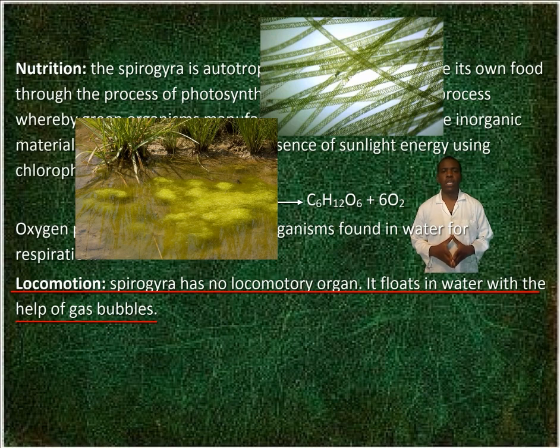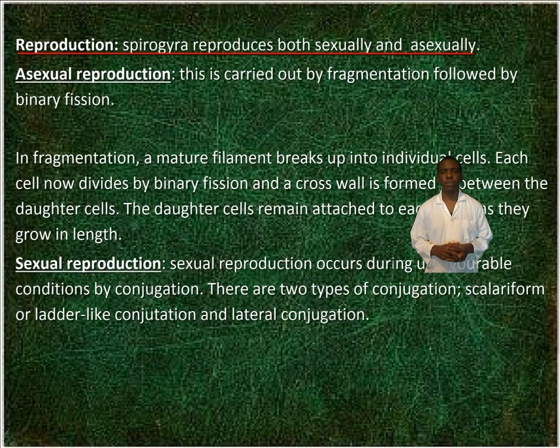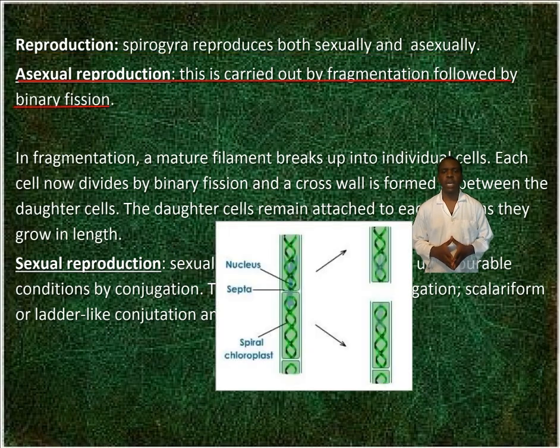Locomotion. Spirogyra has no locomotory organ. It floats in water with the help of gas bubbles. Reproduction. Spirogyra reproduces both sexually and asexually. Asexual reproduction. This is carried out by fragmentation followed by binary fission.